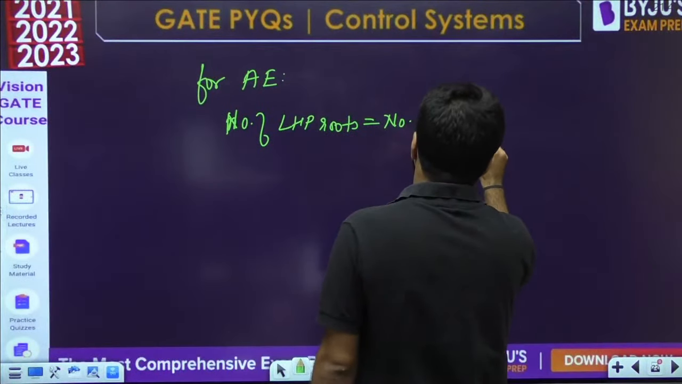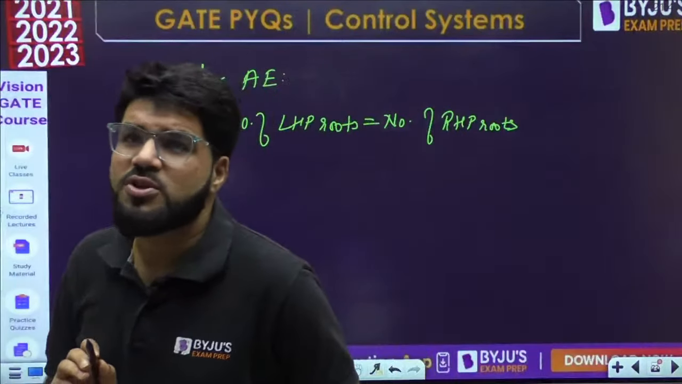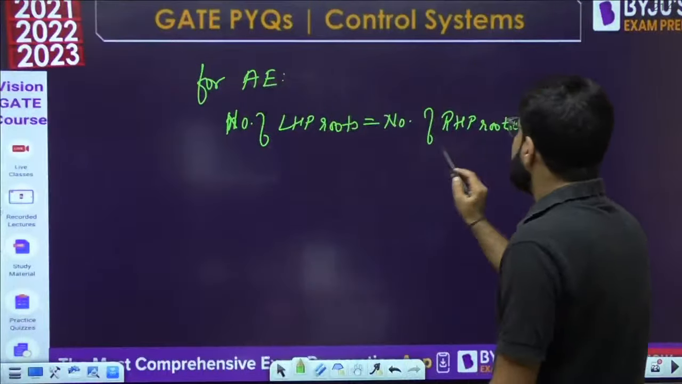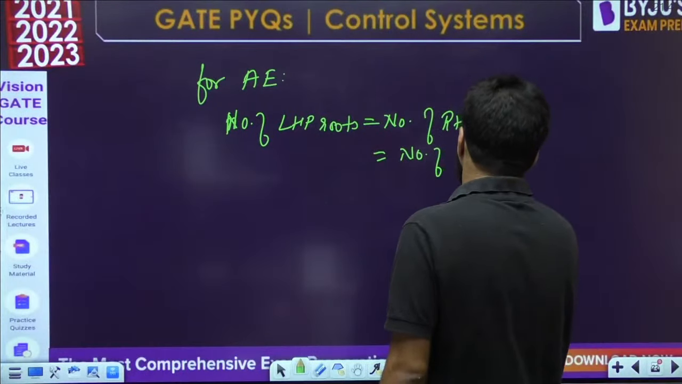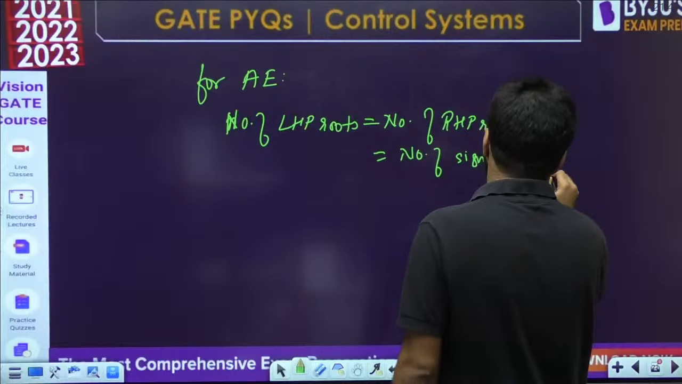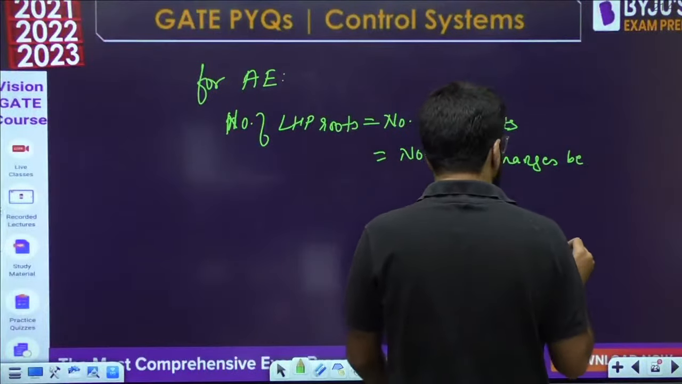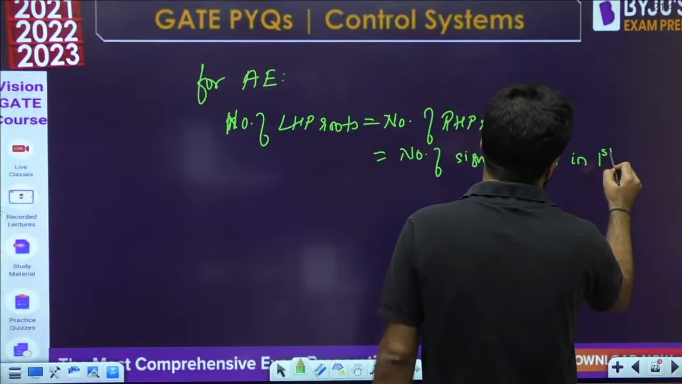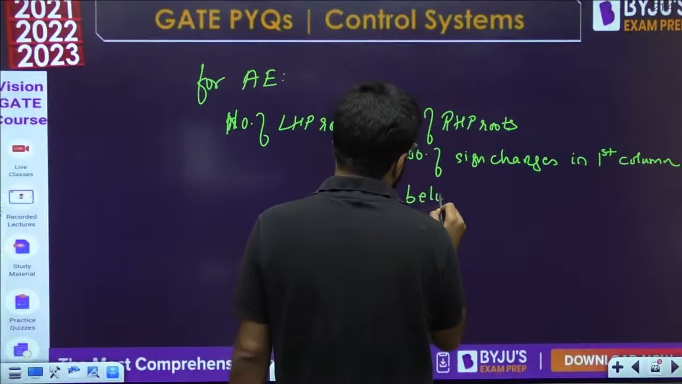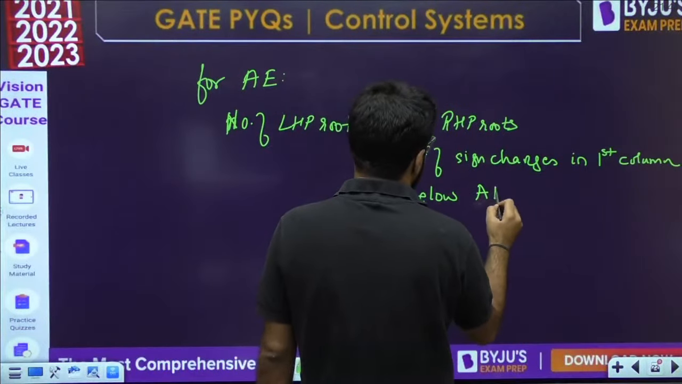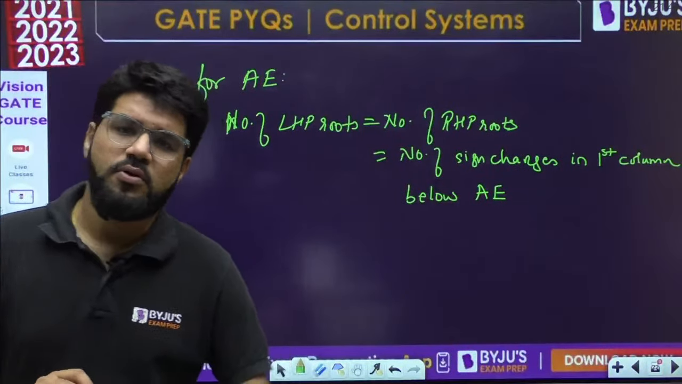The auxiliary equation will always have symmetric roots. The number of LHP roots is always equal to the number of RHP roots, and equal to the number of sign changes, of course in the first column, below the auxiliary equation. Of course, I am only looking into the auxiliary equation roots.